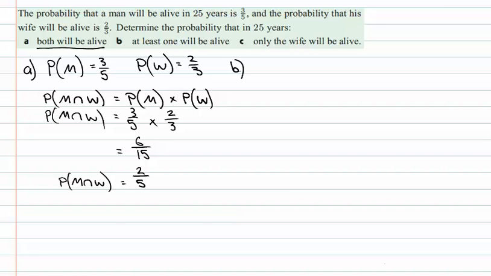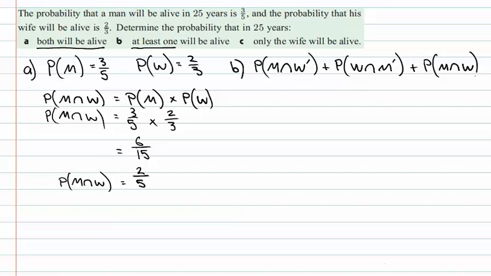Okay, part B. The probability that at least one will be alive. So now there's a few outcomes that will give us at least one of them being alive. The first outcome is the probability of the man being alive and the woman not being alive. The second one is the probability of the woman being alive and the man not being alive. And the third one is the probability of the man and the woman both being alive.